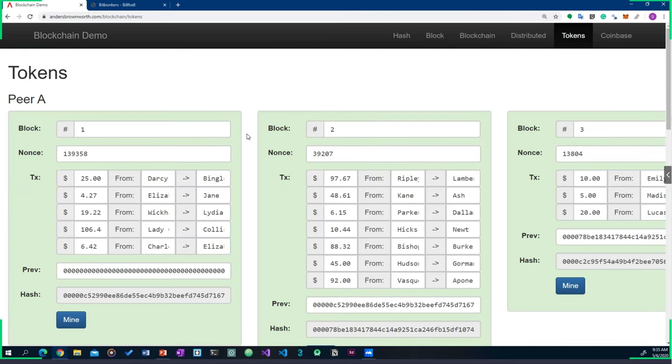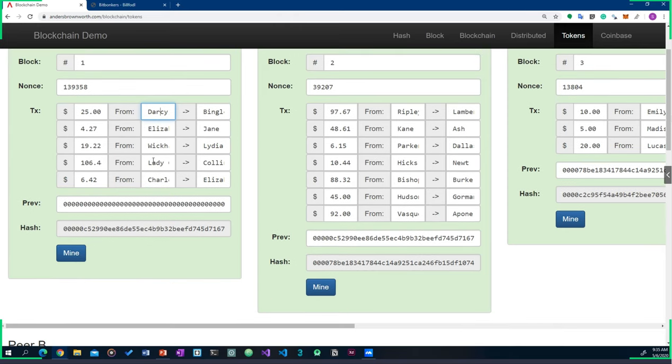And a token here is replaced with a transaction. So it's more like a block in Bitcoin now. Same block number and then nonce, and then you have some transactions, right? So 25 Bitcoin, or whatever the currency is, from this person to this person. The only thing on Bitcoin is that these are not names here. These are addresses, right? So it's like random strings of numbers.